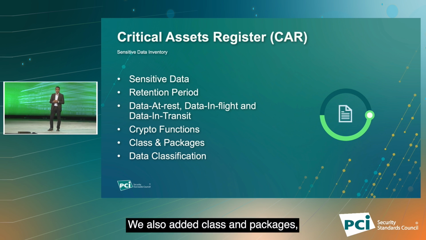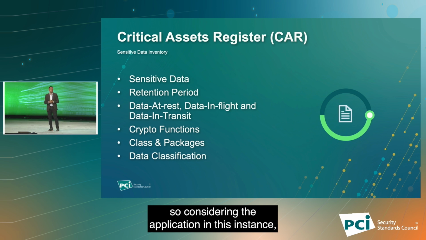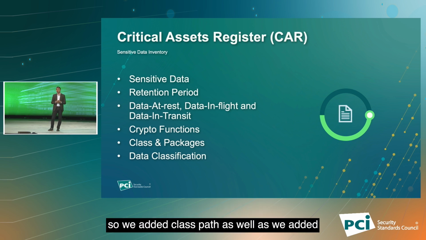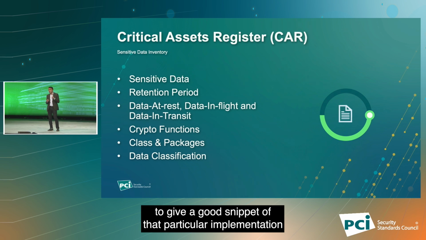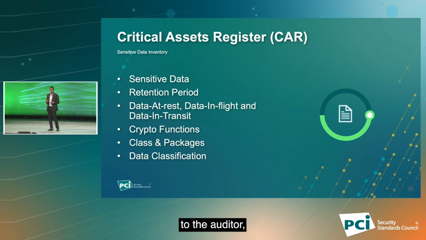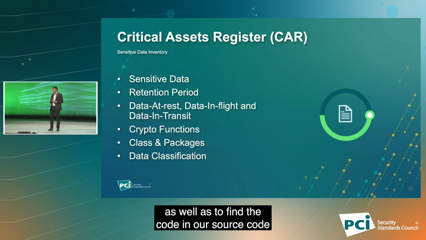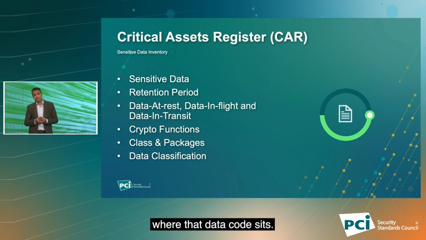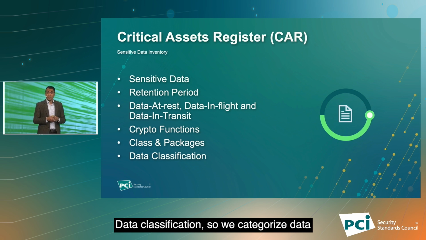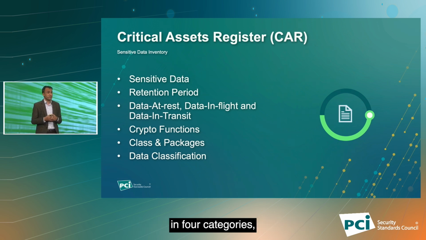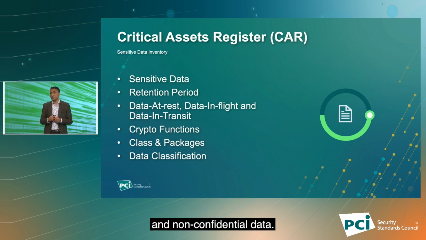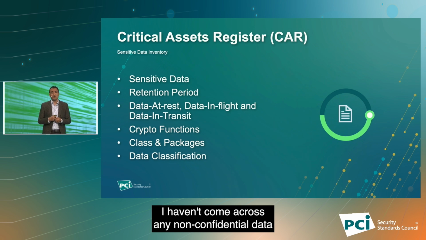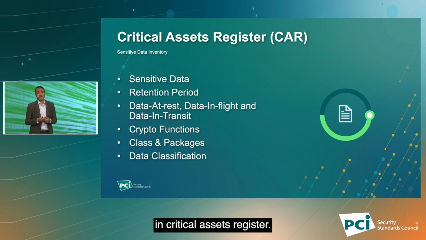We also added classes and packages. Considering the application, in this instance a Java application, we added the class path as well as the package information. It came in really handy during the audit to give a code snippet of that particular implementation to the auditor, as well as to find where that code sits in our source code. Data classification: we categorize data in 4 categories: sensitive data, confidential data, private data, and non-confidential data. I haven't come across any non-confidential data in the Critical Asset Register.